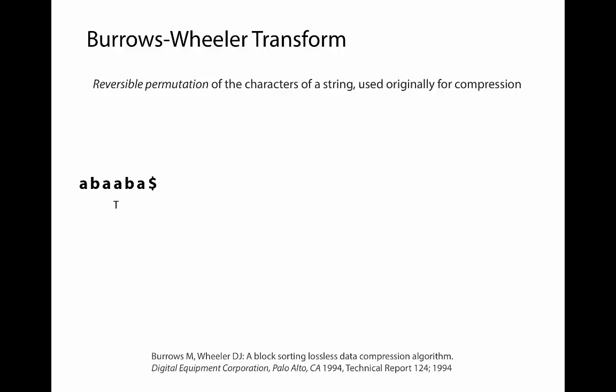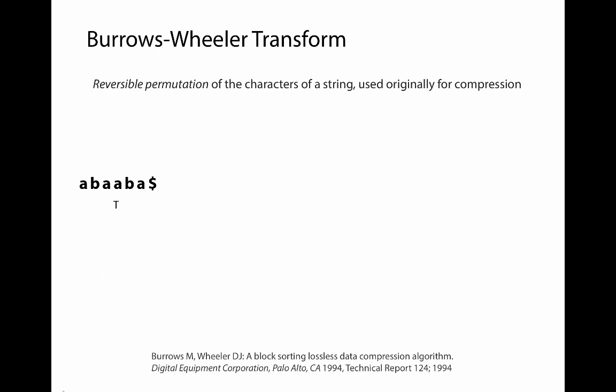The Burrows-Wheeler transform is a reversible permutation of the characters of a string. This idea was originally used for compression, and I'll tell you a little bit later about how. So let's say we're starting with a string t, and it has our $ sign at the end. The $ sign means what it always means: it's a character that's less than all the other characters in the alphabet, and that does not appear anywhere else in t.